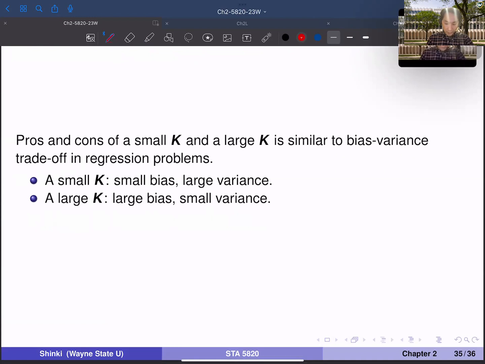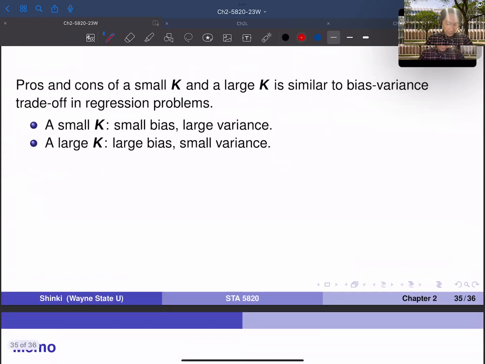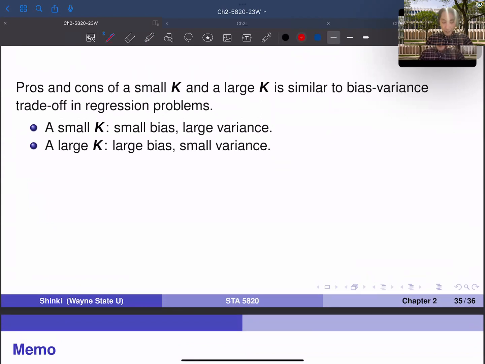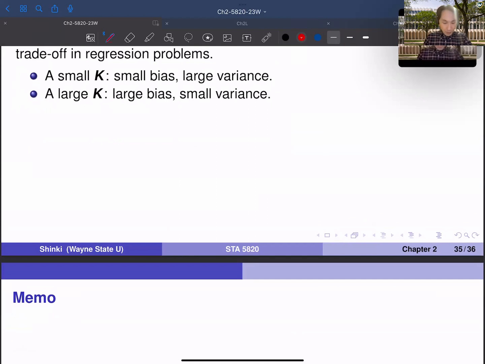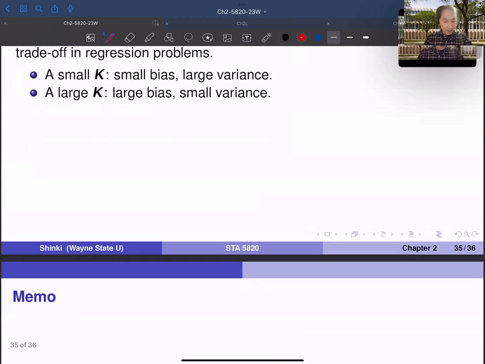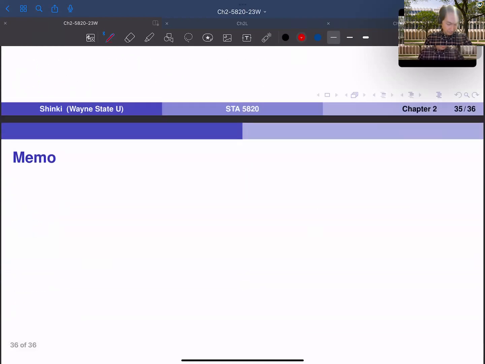The pros and cons of small k and large k are similar to the bias-variance trade-off in regression problems. Small k means small bias, large variance. A large k gives a smoother curve, large bias, but small variance. The meaning of bias is less clear for classification problems. If we look at the fitted probability, then we can see the fitted curve and define the bias. But if we only see the actual label, 0 or 1, it's a little harder to see what the bias is. Conceptually, at least, we can say large k means large bias but small variance. So this is chapter 2.